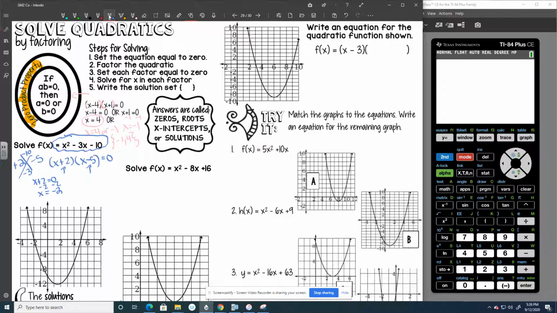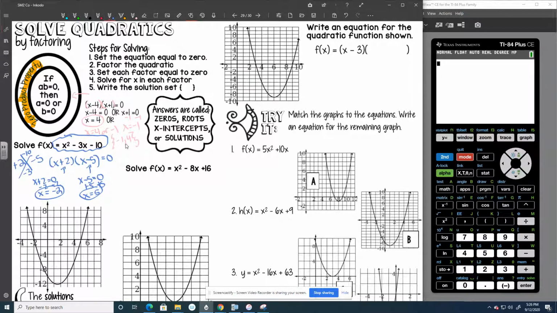And if this is the one that is equal to 0, x minus 5 could also equal 0. And it doesn't matter what happens to this one, as long as one of them is 0. So if I add 5 to both sides, x is equal to 5. So I have two x's. x is equal to negative 2 and x is equal to 5.